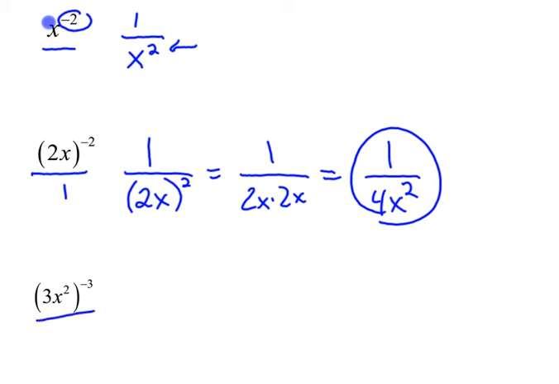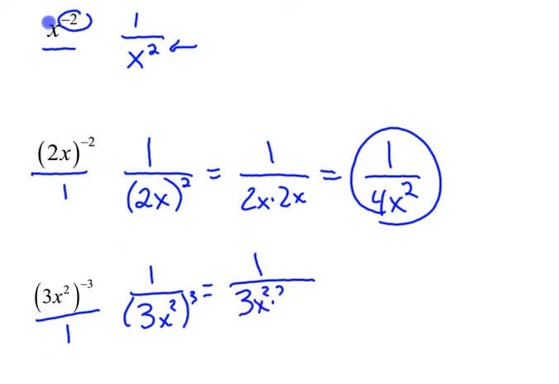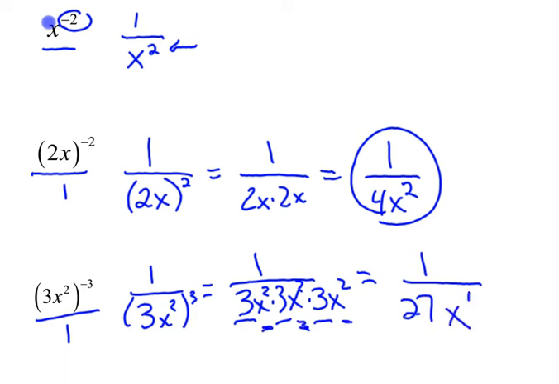For the last one here, we have 3x squared to the negative 3 over 1. So that becomes 1 over 3x squared to the third. Now that we only have positive exponents, we can simplify that up. 1 over 3x squared times itself 3 times, which becomes 1 over, and then we'll multiply our coefficients first. 3 times 3 times 3 is 27. X squared times x squared times x squared is x to the 6th.